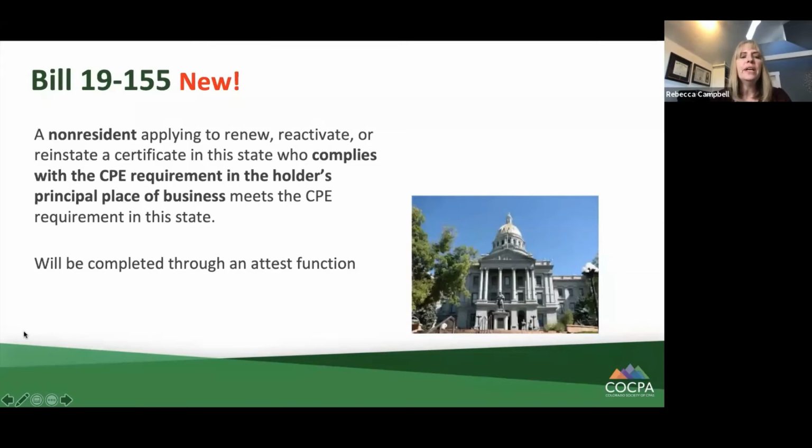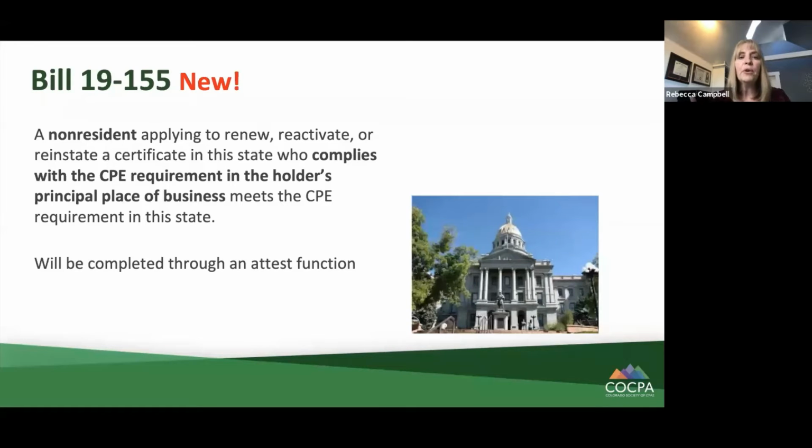All right, Bill 19-155. This is brand new. It was passed last year. What this says is a non-resident who is applying to renew, reactivate, or reinstate a certificate in Colorado who complies with the CPE requirement in the holder's principal place of business automatically meets the CPE requirement in the state. So let me explain about that a little bit.